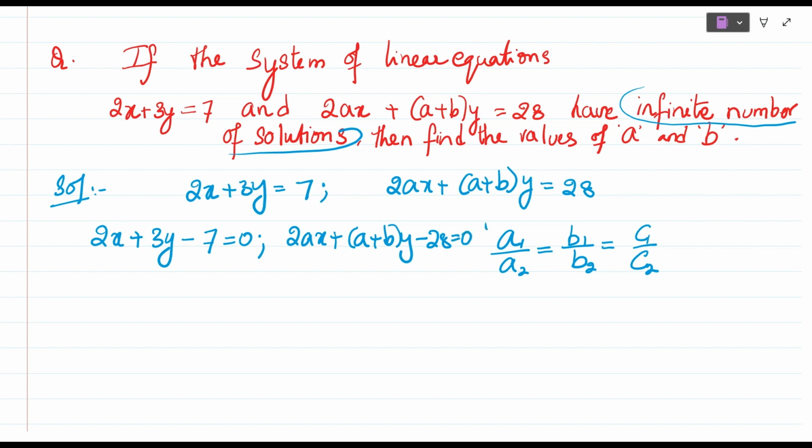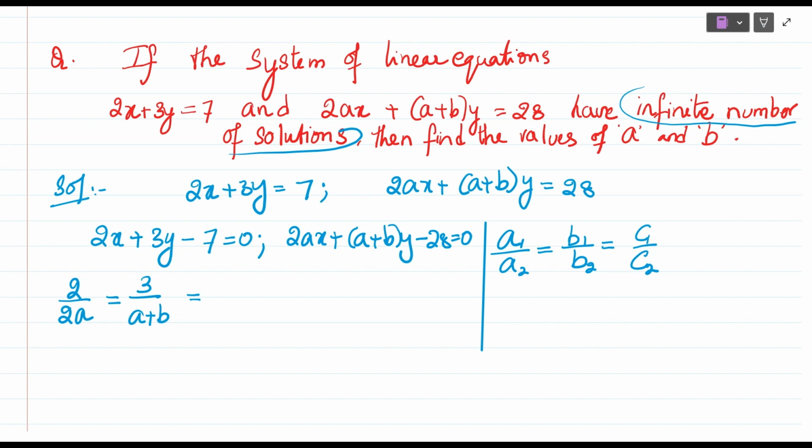Clear? So what are the values, students? A1 is 2. So find out the ratio. A1 by A2 means A1 is 2 by A2 is 2a, the coefficient of x, right? Is equal to, what is B1? B1 is 3. By B2, what is B2? In place of B2, a plus b is there. That is the coefficient of y.